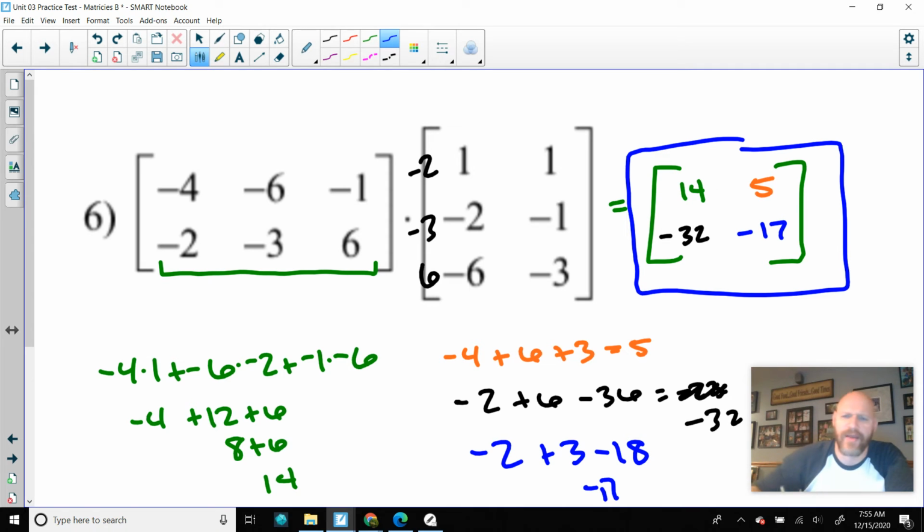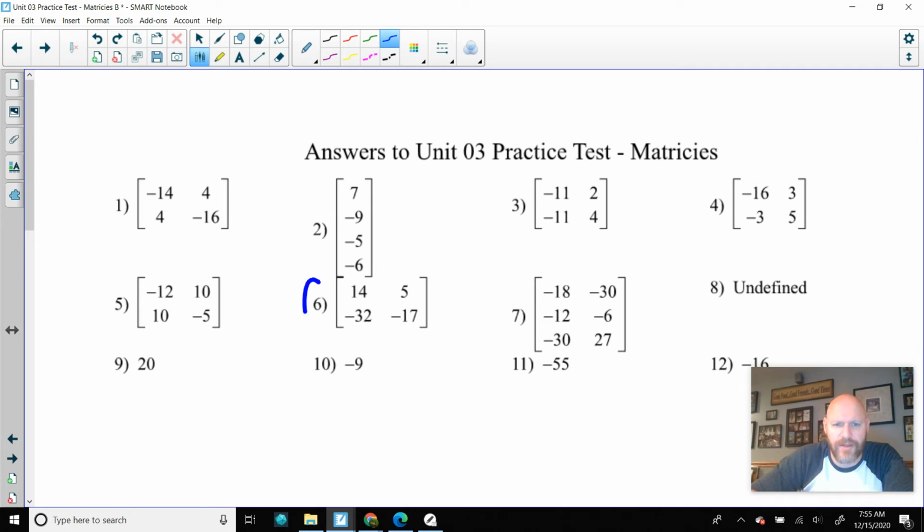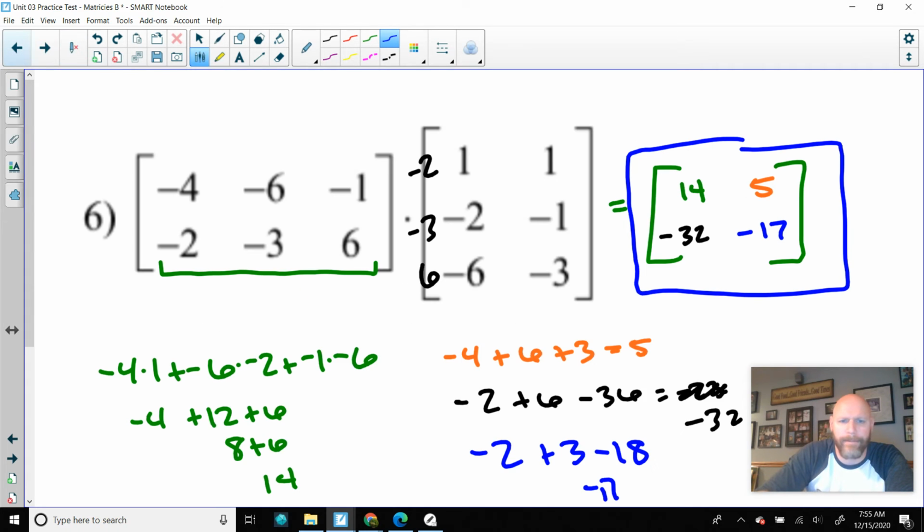Let's check and see if it's right. 14, 5, negative 32, and negative 17. And we are on number 6. 14, 5, negative 32, and negative 17. Go team. All right, let's try number 7. We already proved that number 8 is undefined, so we'll just do number 7, and that'll close this video.